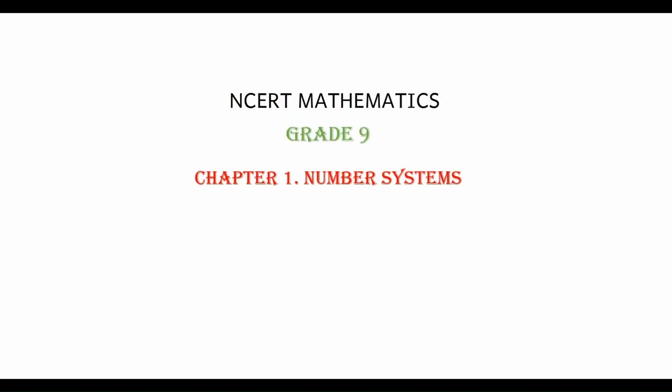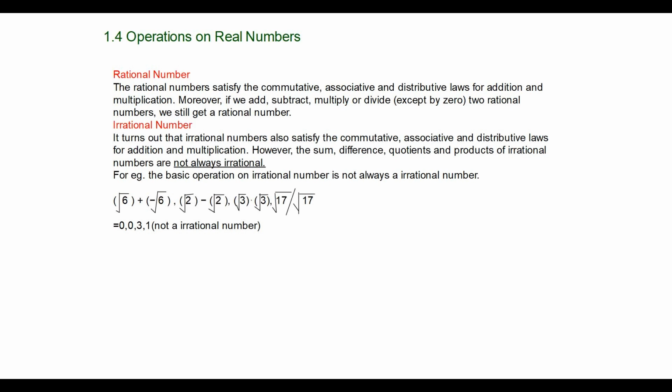In this video, we will see NCERT Mathematics for Grade 9, Chapter 1, Number Systems. Next topic 1.4 Operations on Real Numbers. Before going into the operations, we will see the general conditions for rational numbers and irrational numbers.